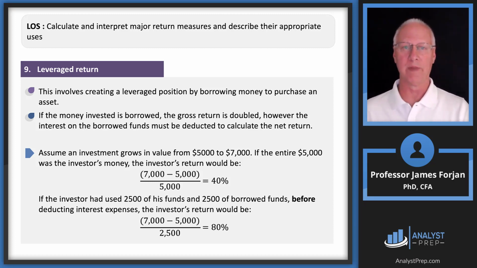If you only use half of your money, then the leverage return should be twice. Now, of course, make sure you're aware that at some point the Institute could say, hey, you borrowed 2,500 and you paid a 10% interest rate. So 10% of 2,500 is 250. So in the numerator, you would do 7,000 minus 5,000 minus the 250, and then you would divide by that same 2,500.